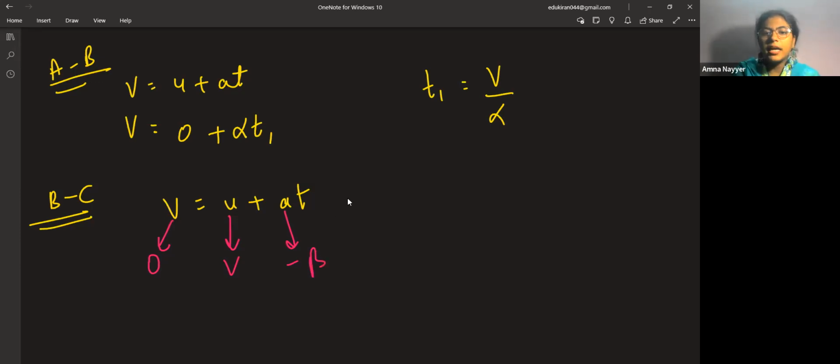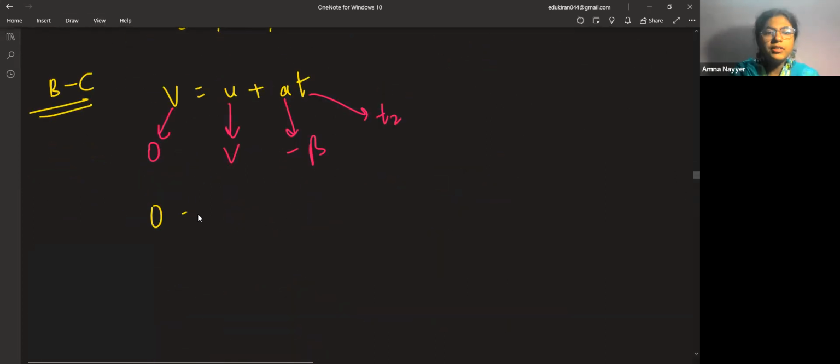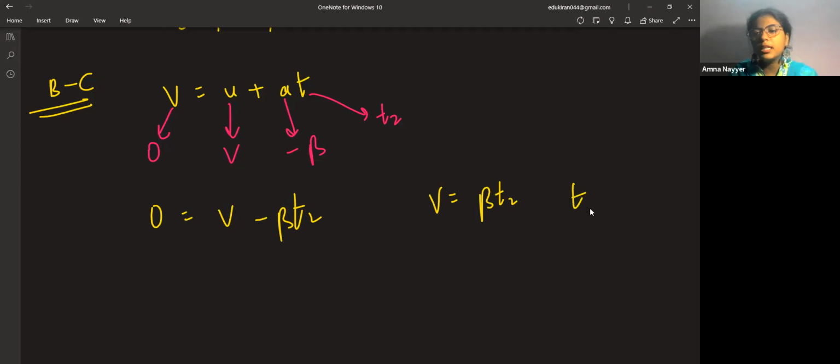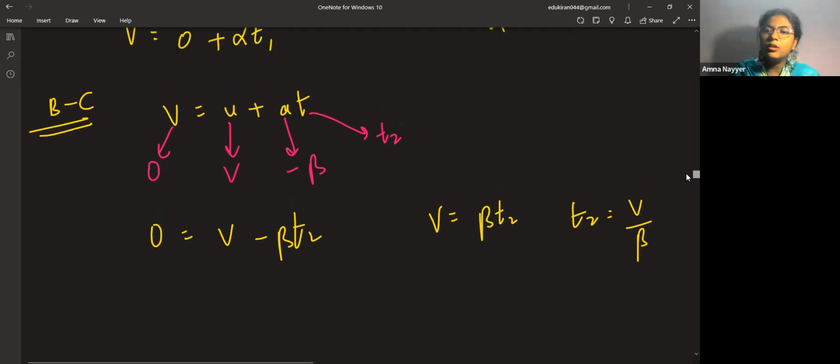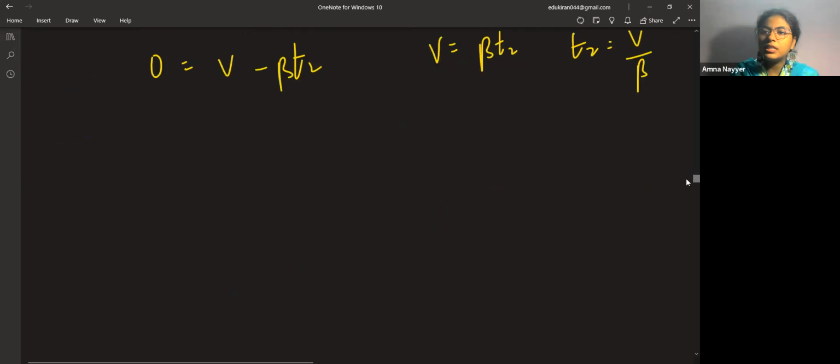Now see, time. Let's say this time is T2. Again, the time for this segment is not given, so let us say it is T2. So what is the equation? V is equal to V minus beta T2, so V is equal to beta T2. What is the value of the second time? V by beta. Now you have the value of T1 from here, and you have the value of T2 from here.